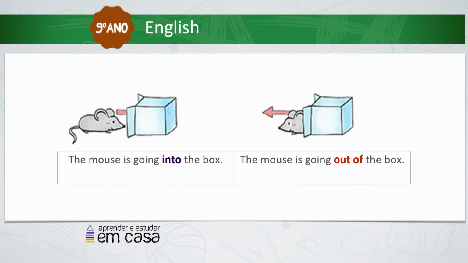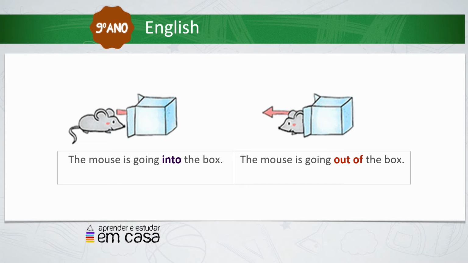Let's take a look at these pictures, students. The first one, you have a mouse and you have a box. And look at the movement. Where is the mouse going? The mouse is going into the box. Look at that movement. The mouse is going into the box.